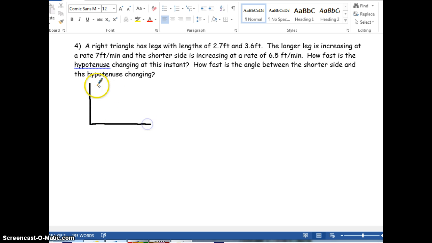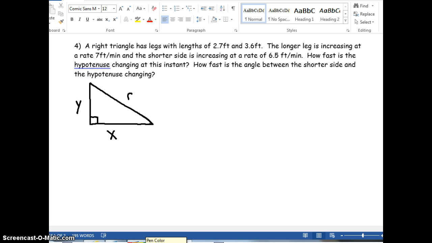So here is my triangle. We draw this out as we've typically always done. All right, we have our y, we have our x, you have your r. This is a right triangle. So remember it says the longer leg is increasing at a rate. Whenever you see the word rate, rate always means that you have a d something, it's a derivative.